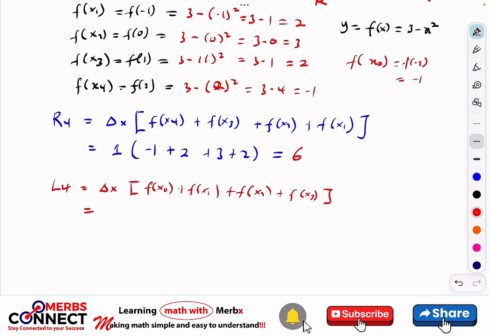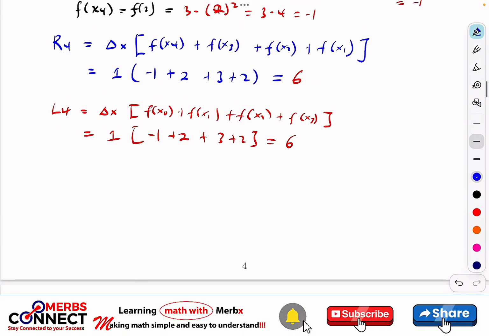So this is going to be the same thing. It's also going to give us 6 because it's the same thing there. So this is going to be minus 1 plus 2 plus 3 plus 2. And this is also going to give us 6. Unfortunately, we are getting the same thing from the left. So now let's try and sketch the graph.